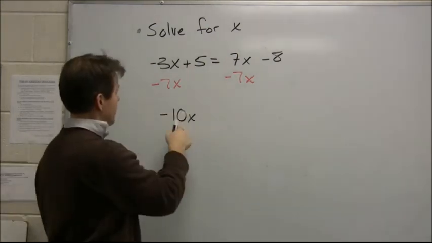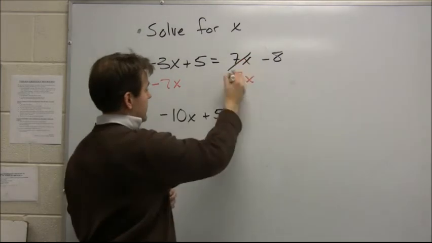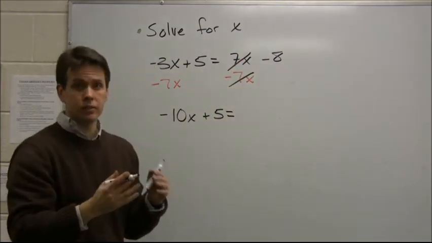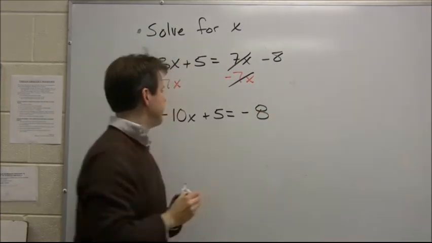So negative 10x plus 5 equals, these 7x's canceled. If they didn't, we messed up, right? They should have canceled out. That's why we moved it. Equals, and then bring down your minus 8.